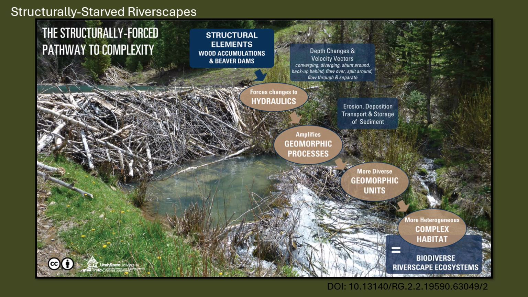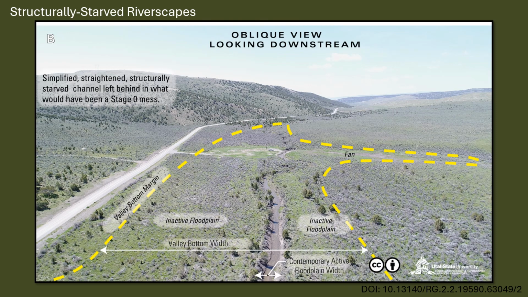This image shows the dynamic feedback loop created by considering the basic processes of any river. But overall, structural elements like wood accumulation or beaver dams force a cascade of processes that result in a more biodiverse riverscape ecosystem.